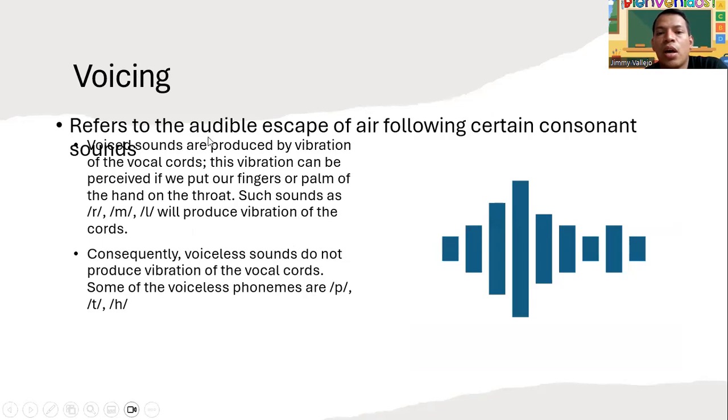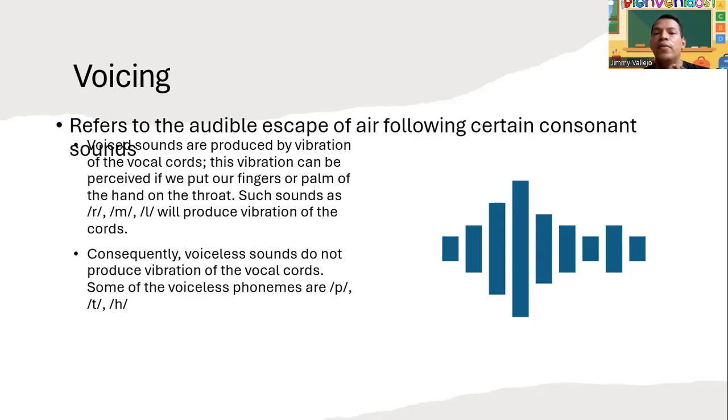Voicing refers to the audible whisper of the air flowing in certain consonant sounds. Voicing has two classifications: voiced and voiceless. Voiced is when sounds are produced by vibration of the vocal cords. How can you know if a consonant is voiced or voiceless? For example, if it's voiced, you can put your hand here on your throat.